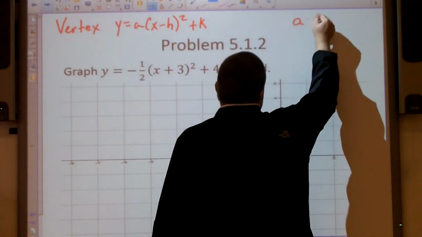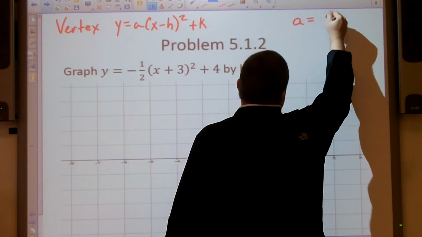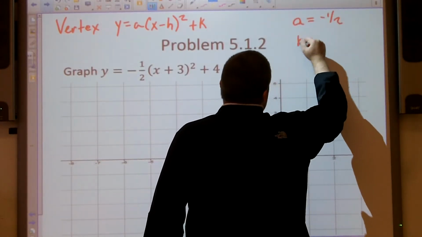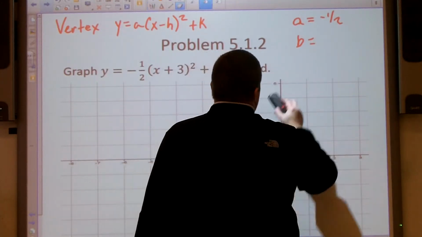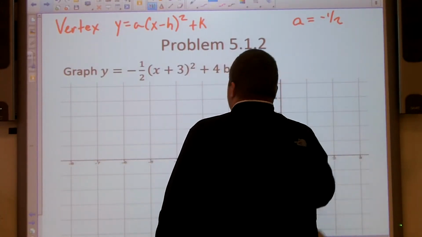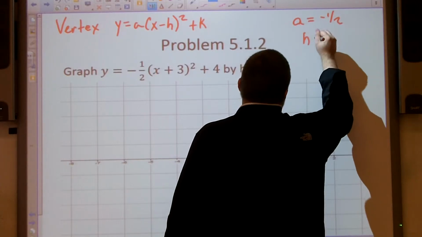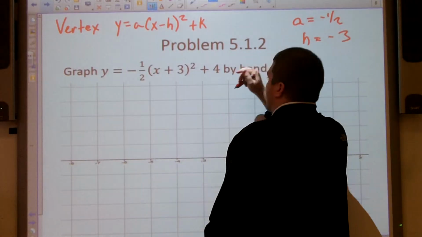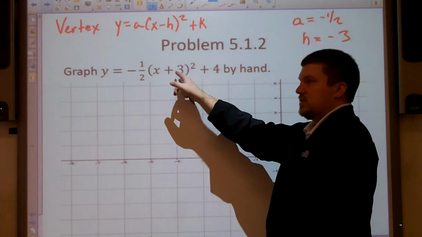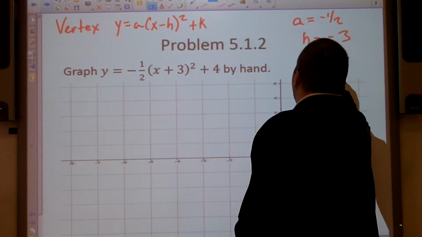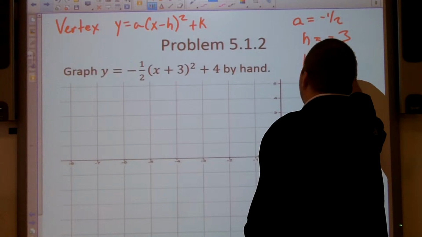So here, a is negative 1/2. h, excuse me, not b. So h is negative 3 because negative and negative make a positive. And then k is equal to 4.